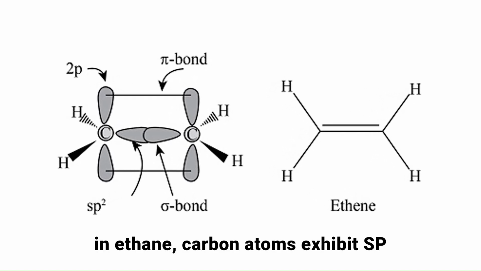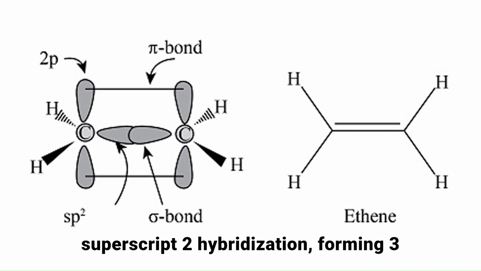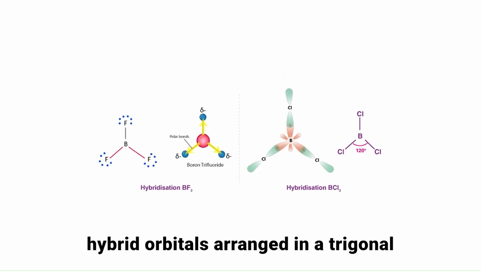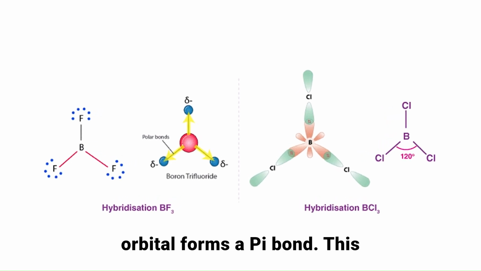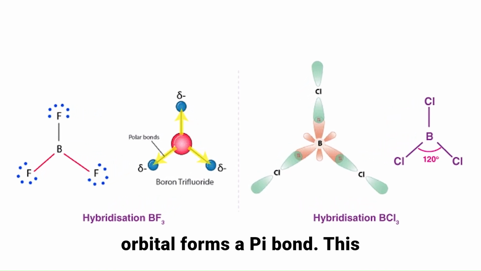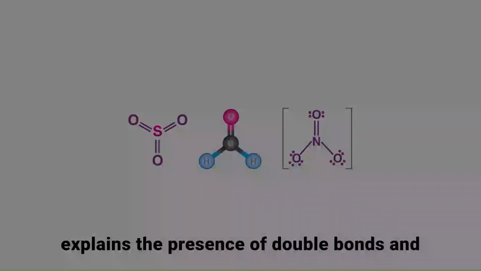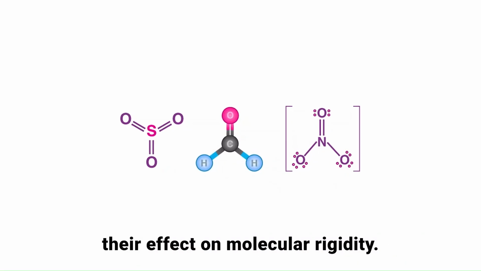Similarly, in ethene, carbon atoms exhibit sp² hybridization, forming three hybrid orbitals arranged in a trigonal planar shape, while the unhybridized p orbital forms a pi bond. This explains the presence of double bonds and their effect on molecular rigidity.